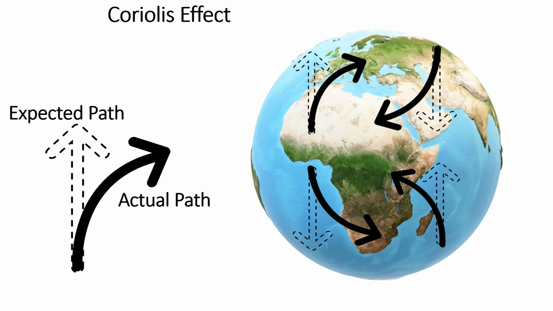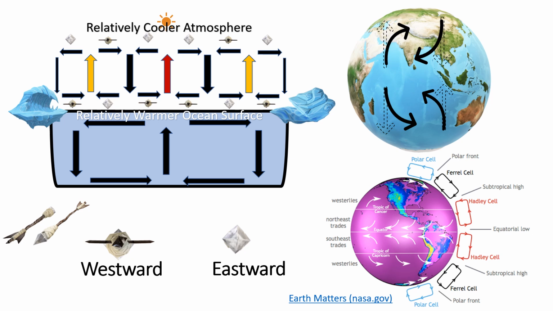For example, the dashed arrows show the expected path of a moving object, while the solid arrows show the actual path. In this figure, we use additional arrows to depict east-west components of circulation. The arrowheads indicate eastward movement, while the tails denote westward movement.